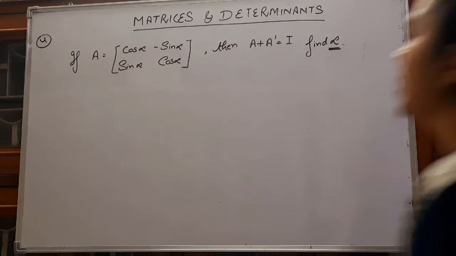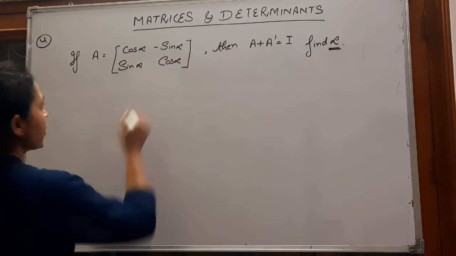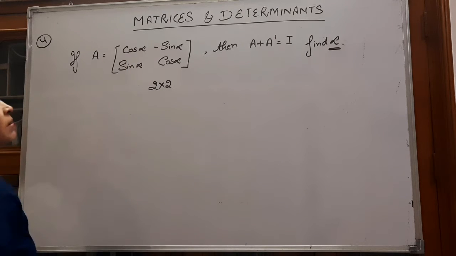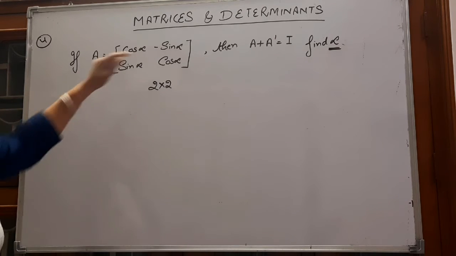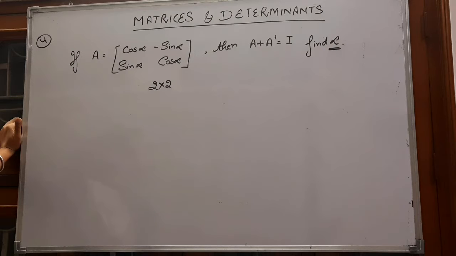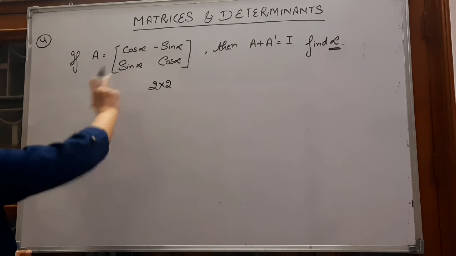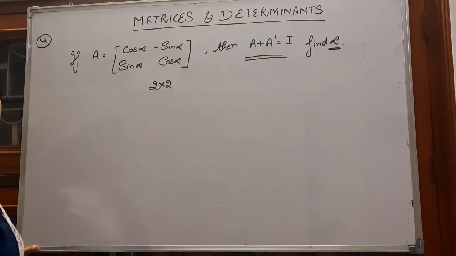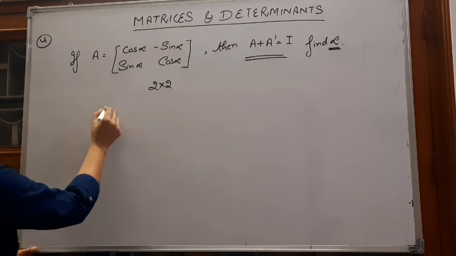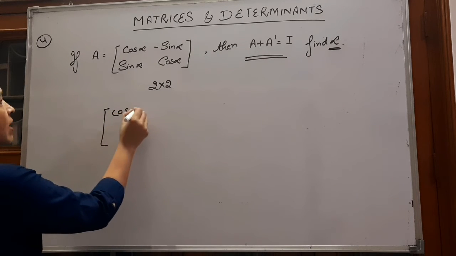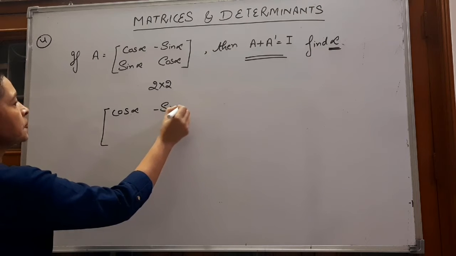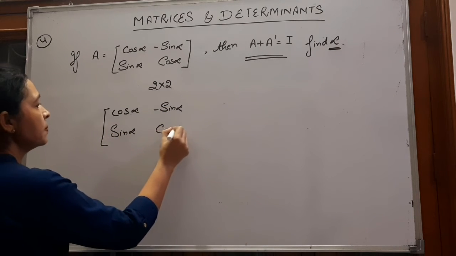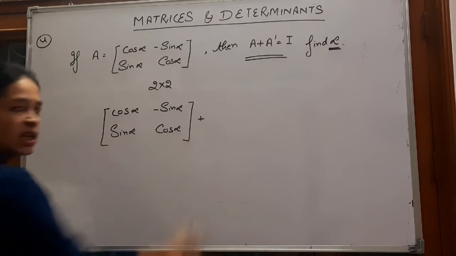If a matrix of 2 by 2, 2 rows and 2 columns, is given, with the elements cos alpha, minus sin alpha, sin alpha and cos alpha. If this is matrix A, and A plus A transpose is I. A is cos alpha, minus sin alpha, sin alpha, cos alpha, plus A transpose.